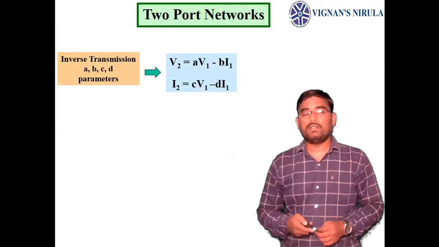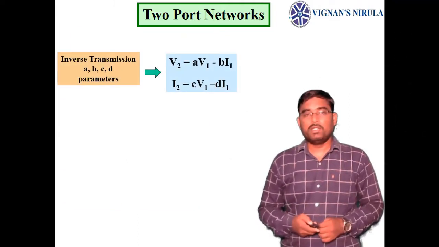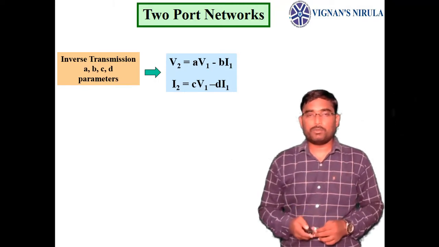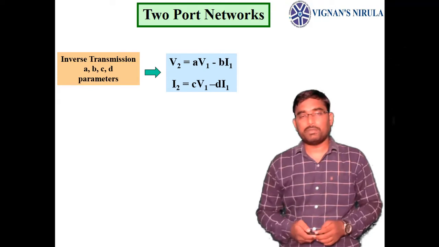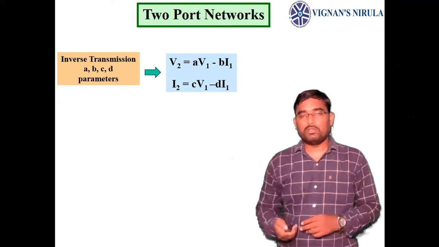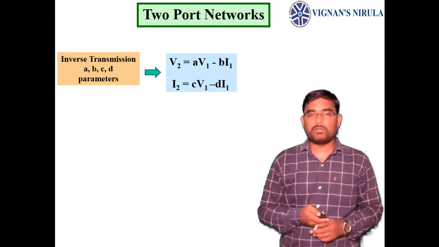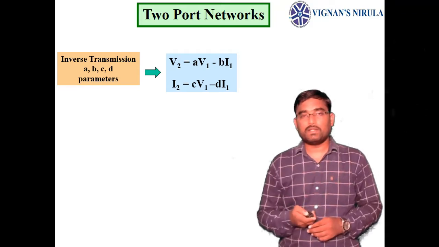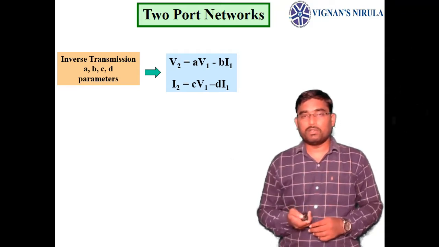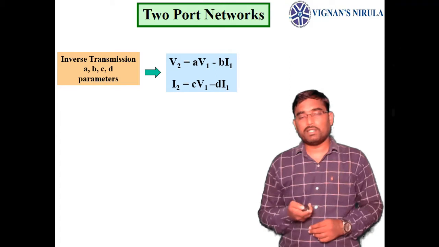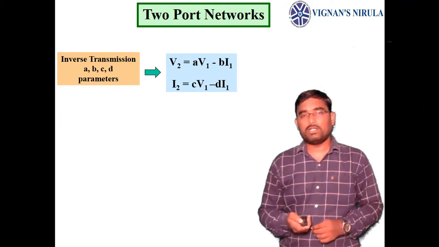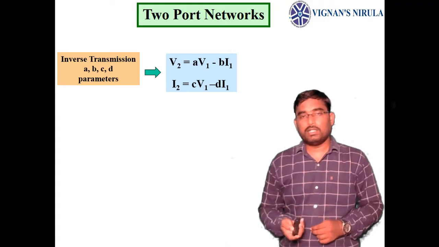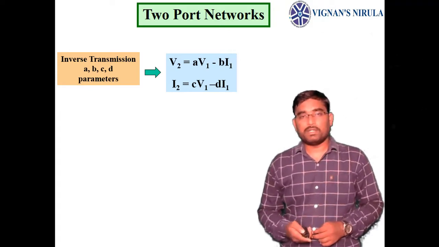The next one is the inverse transmission parameters, which are reciprocal to the transmission parameters. This is exactly opposite to the transmission parameters: the port 2 variables V2, I2 are expressed in terms of the port 1 variables. V2 equals A V1 minus B I1, and I2 equals C V1 minus D I1. Here small a, small b, small c, small d are the inverse transmission parameters.